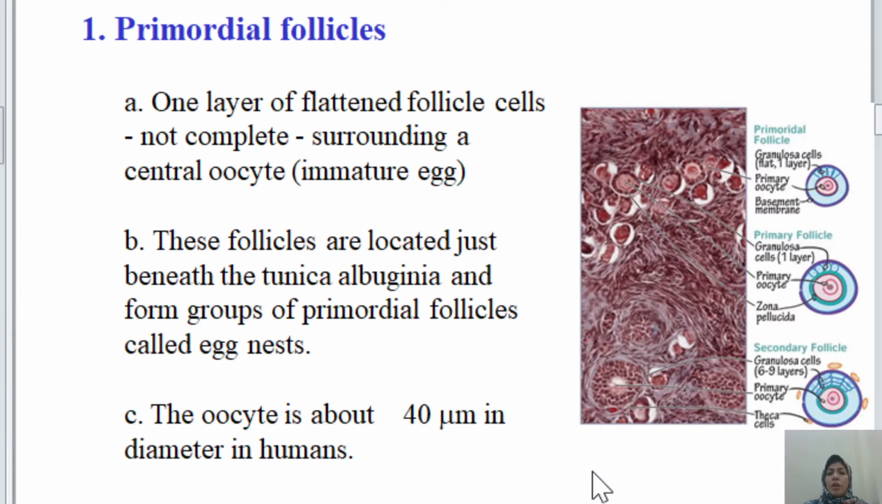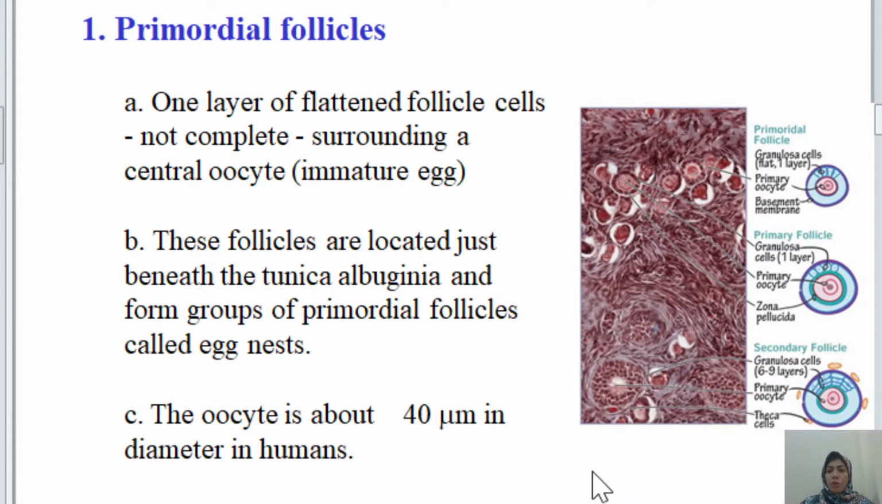Primordial follicles are follicles that contain a primary oocyte, which has entered the prophase of the first meiotic division. There is one layer of flattened follicle cells. It is a one-layer flattened cell layer, which is not complete, and it surrounds a central oocyte or immature egg.